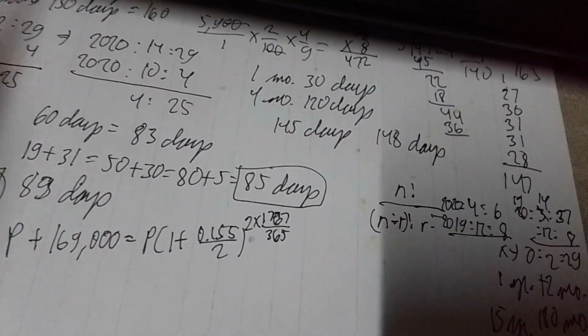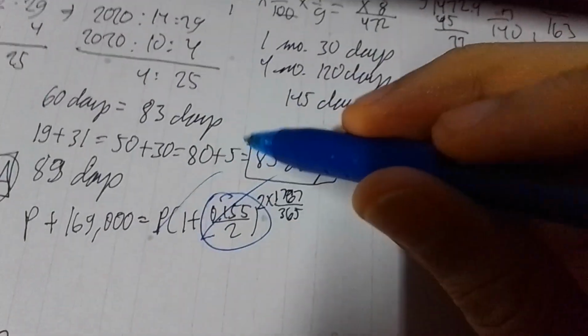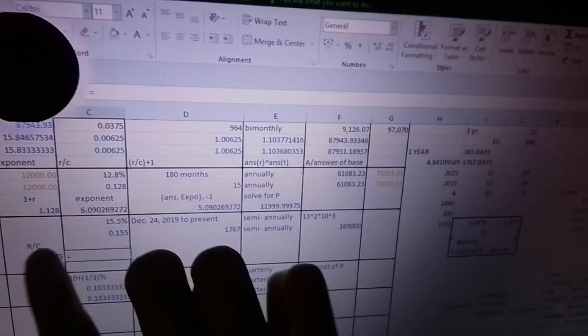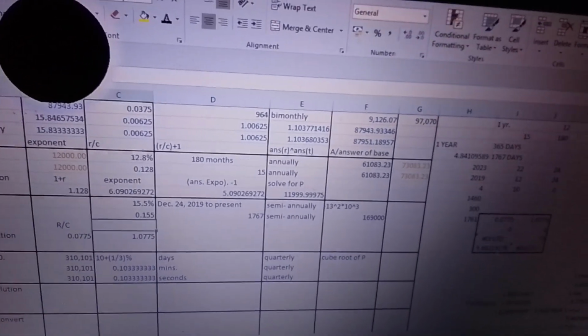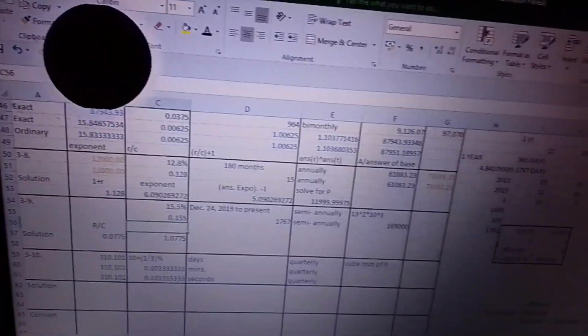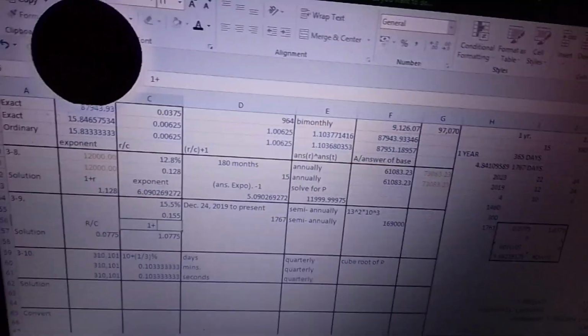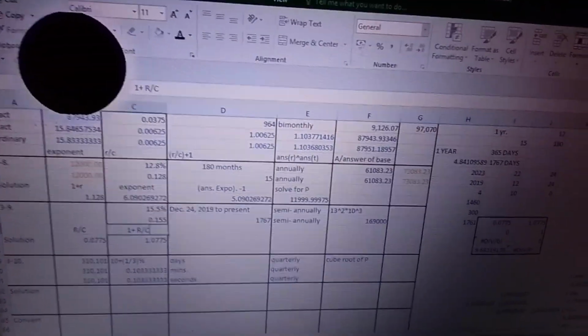Di ba, remember, ito yung nagagawa namin. What's next? This one's a check. So, we need to add 1. Very good. So, mag-add tayo ng 1. Di ba, remember, this one is 0.075 plus 1. So, press enter, we're supposed to get this answer. So, therefore, this is supposed to be 1 plus R divided by C.